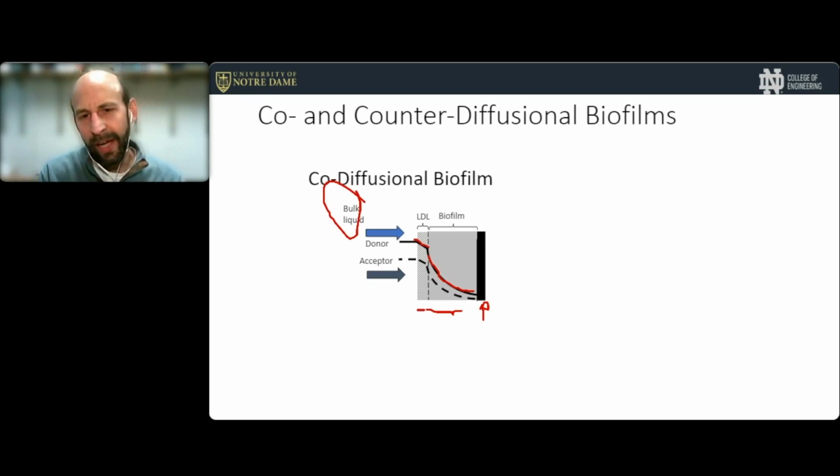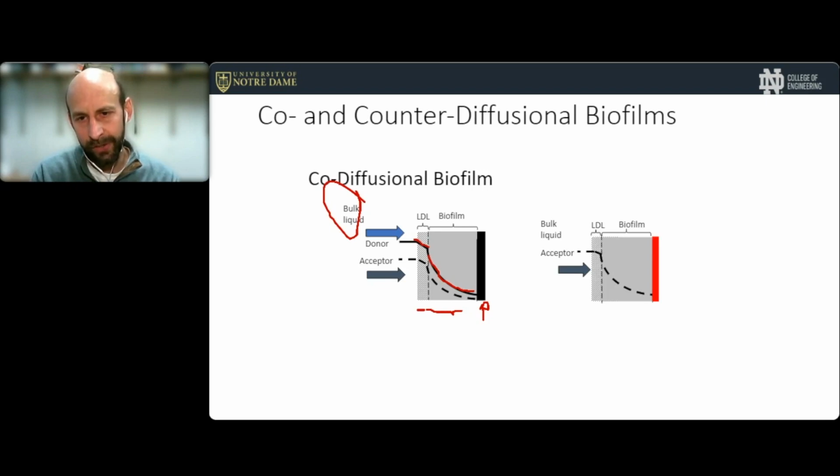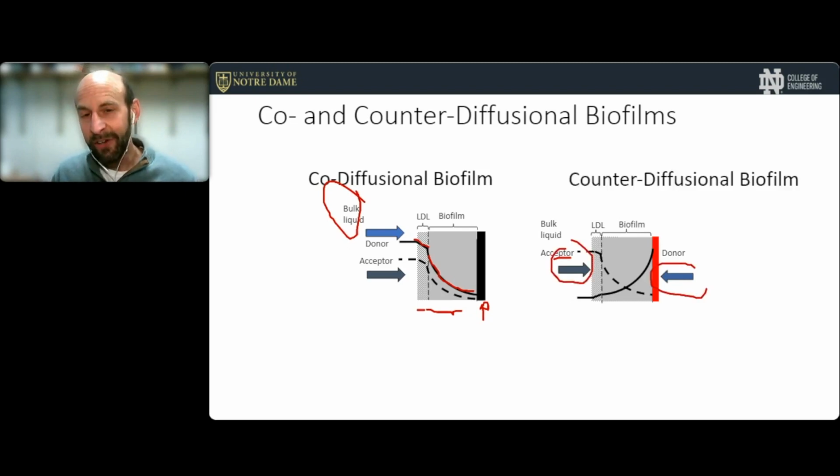Now, what if we have the situation where we have one substrate from the bulk, in this case the acceptor, and the other substrate coming from the base of the biofilm, in this case the donor? Well, now one is coming from one side and one from the other. We can call this a counter-diffusional biofilm. And even though it seems like a very minor difference, it actually leads to very different behavior. I'll touch on a few examples in my following slides.